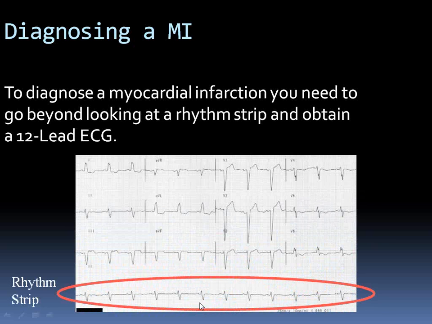If you look at just the rhythm strip, let's say you pick up lead 2. This bottom tracing is consistent with lead 2. You see nothing wrong here. This lead looks completely normal. There is no ST elevation, there is no ST depression, there is no arrhythmia. Without looking at leads V1, V2, and V3, no one can say that this patient is having an MI, because if you only look at one lead, it looks completely normal. So remember, to diagnose an MI, you need to look at a 12-lead ECG.